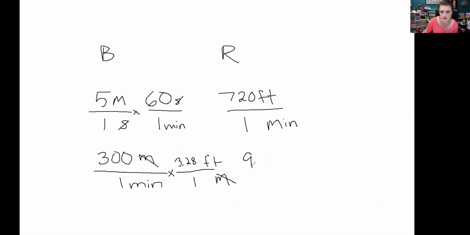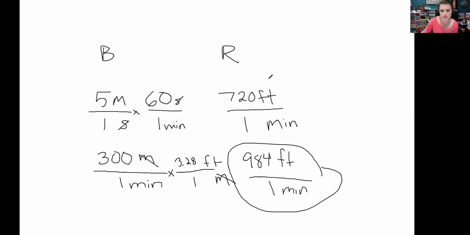So 984, now remember this is feet, right? Because I crossed out my meters, what I have left is minutes, right? Because 1 times 1 is still 1 per 1 minute. Okay, so now remember this is the blue guy and this is the red guy. So this red guy goes 720 feet per 1 minute and the blue guy goes 984 feet. Whatever one goes farther in a minute is the one that's traveling faster, right? So this one travels faster. So the blue is faster.